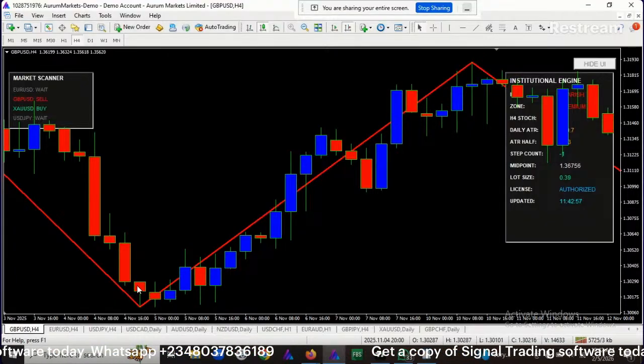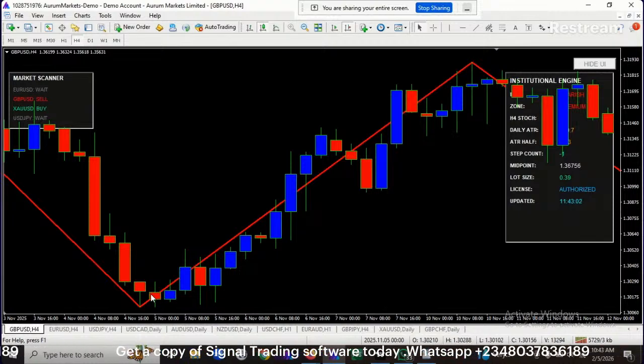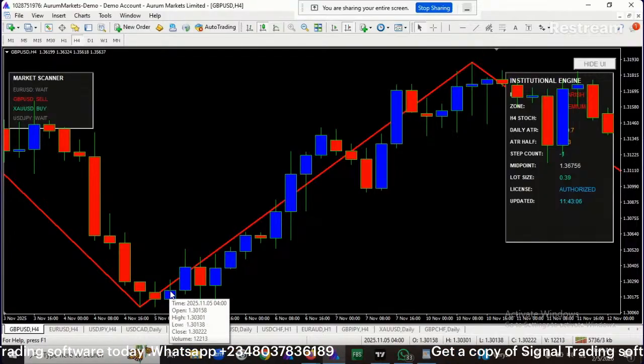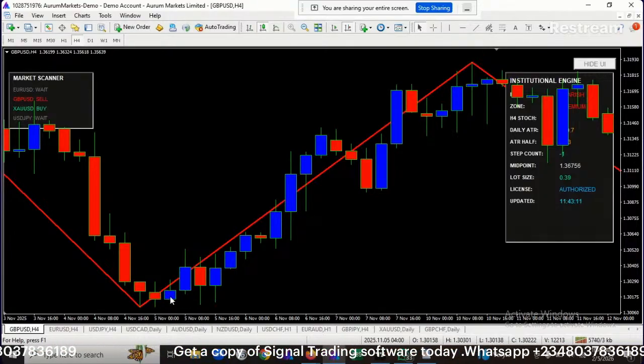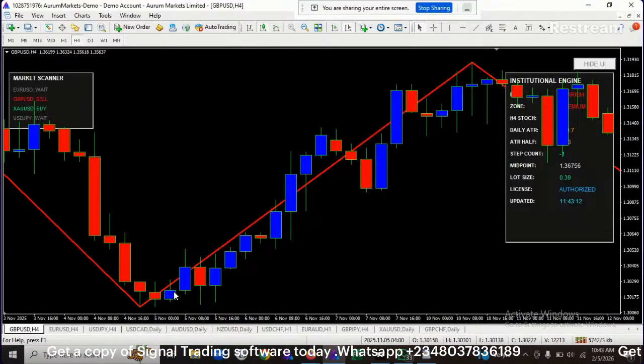It means after the formation of this hammer, you don't buy. You have to wait for what? This next candle to close. This next candle, this is the bullish candle. You have to wait for it to close before you buy.